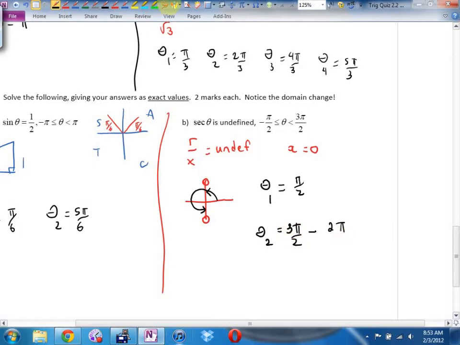And I'll get 3 take away 4. I'll get negative 1 pi by 2. Is that in my domain? Oh, yeah, it is, or equal to there.